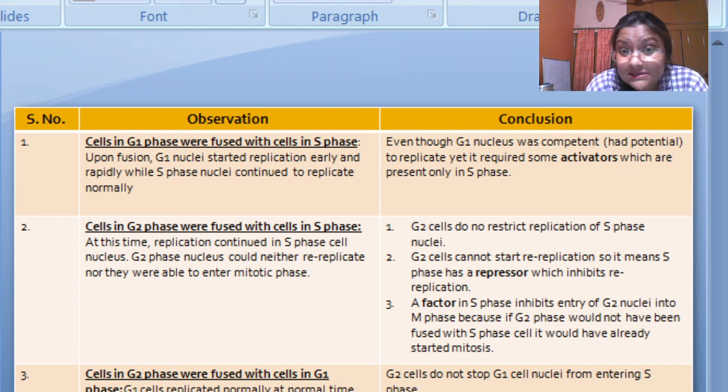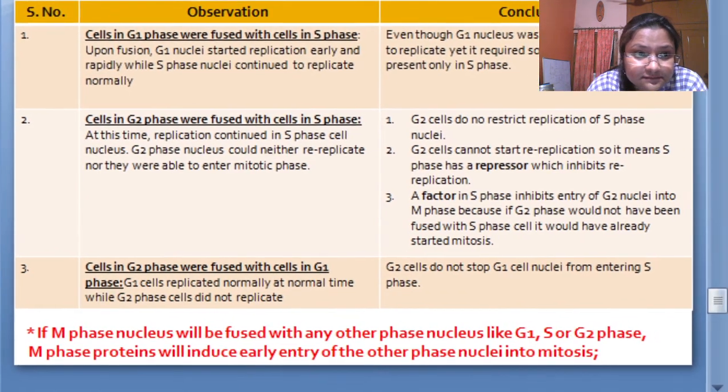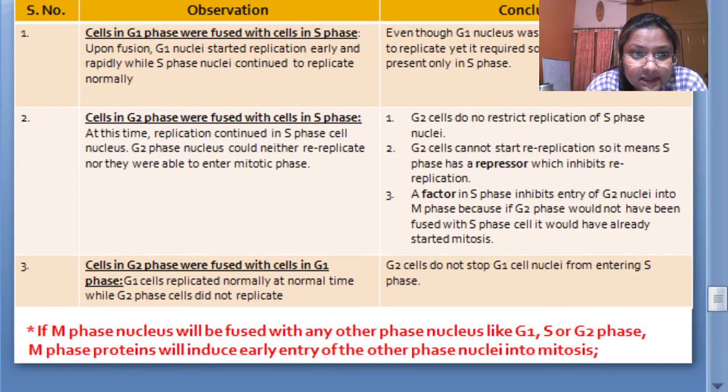So that means some activators are present in S phase, synthesis phase, which induce G1 phase nucleus to make early entry into synthesis phase, S phase, right? That was the first conclusion. Now, let us see what is the conclusion when G2 phase cells are fused with S phase cell. I mean G2 phase cell is fused with synthesis phase cell.